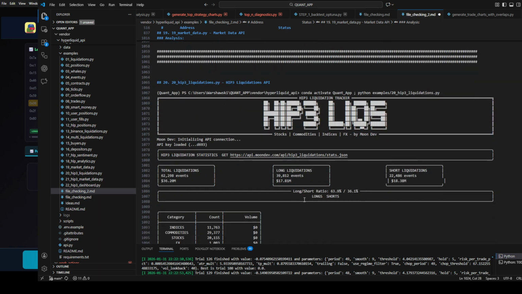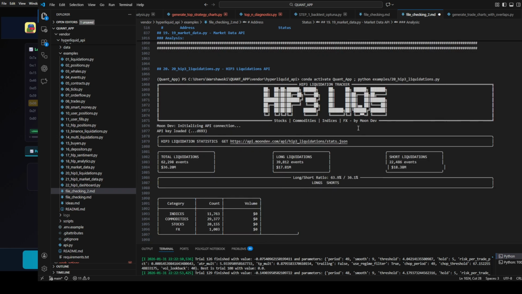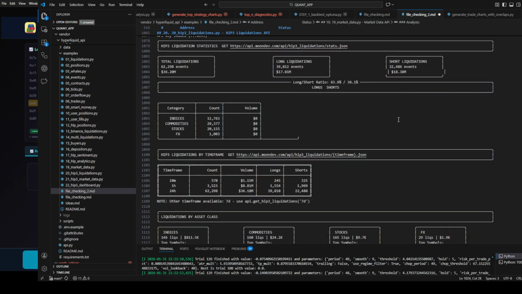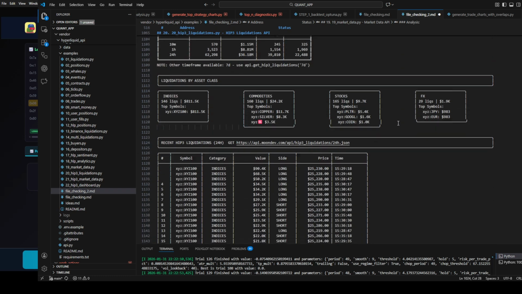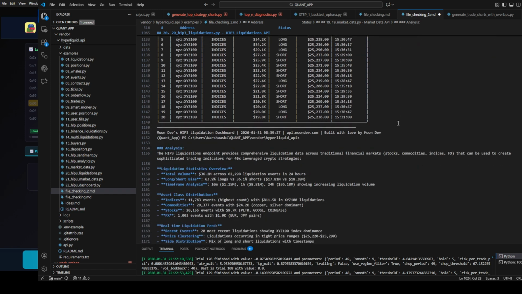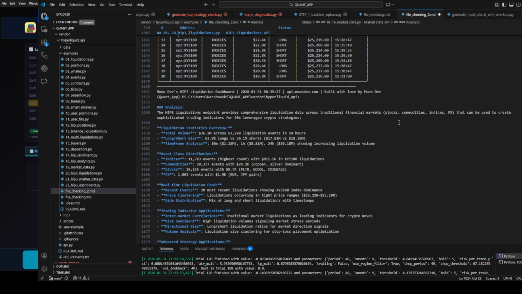So then we have the HIP-3 liquidations. The HIP-3 liquidations endpoint provides comprehensive liquidations data across traditional financial markets, stocks, commodities, indices, and AVAX that can be used to create sophisticated trading indicators for 40x leverage trading.